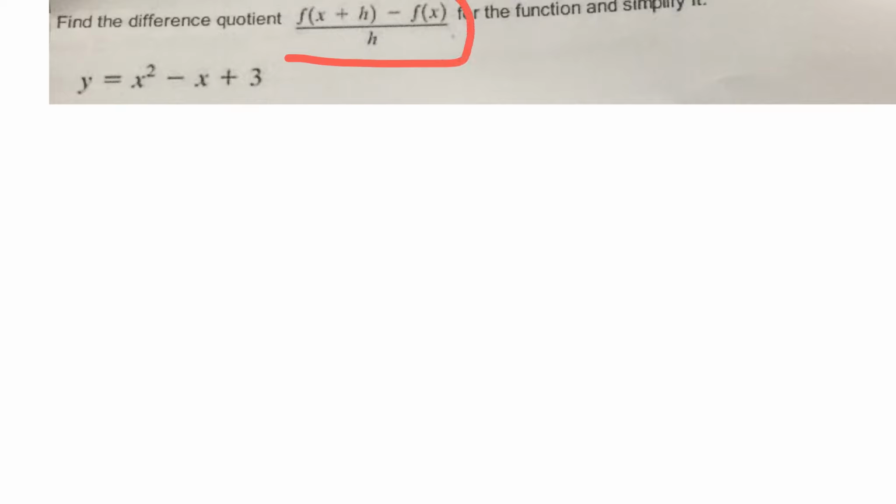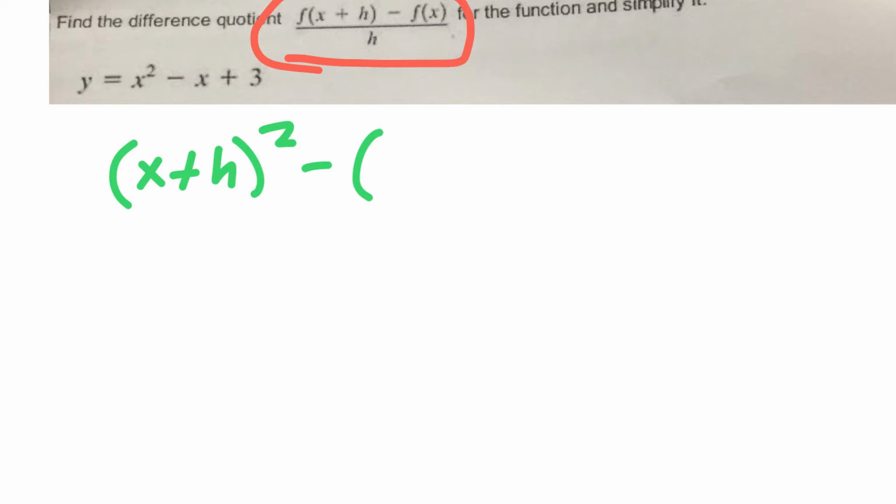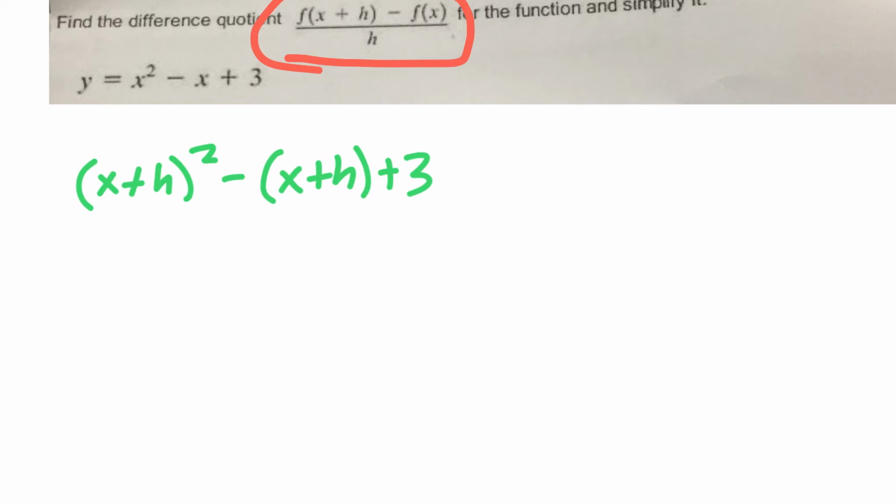So just a reminder, right here it is. It's f of x plus h minus f of x all over h. So what we do is we plug in x plus h for our x value, and then we're going to subtract the original function and then divide all that by h. Okay, so let's do that. So first we're going to plug in x plus h. So that's going to give me, instead of x, it's x plus h squared minus x plus h plus 3. So that is f of x plus h.